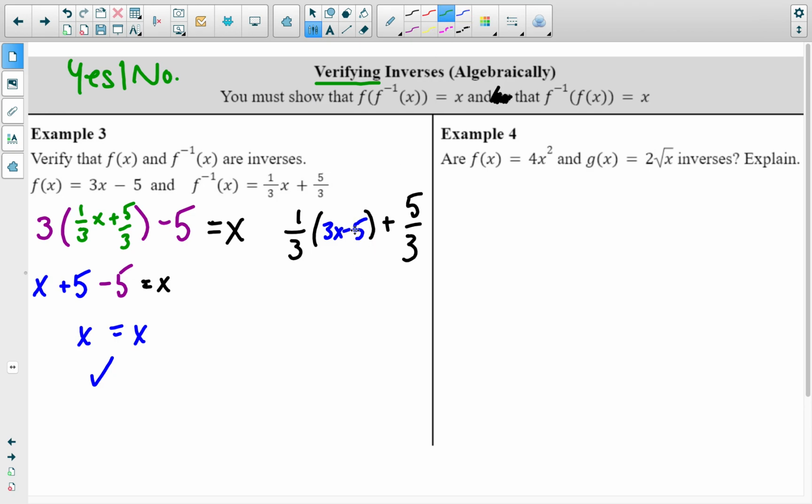This is a composition, so now we're going to distribute 1/3 times 3x gives us x. 1/3 times -5 gives us -5/3. And then we still have this plus 5/3, and we're trying to show all the way through that these equal x. Okay, next line, those 5/3 are going to cancel, so we end up with x equals x again.